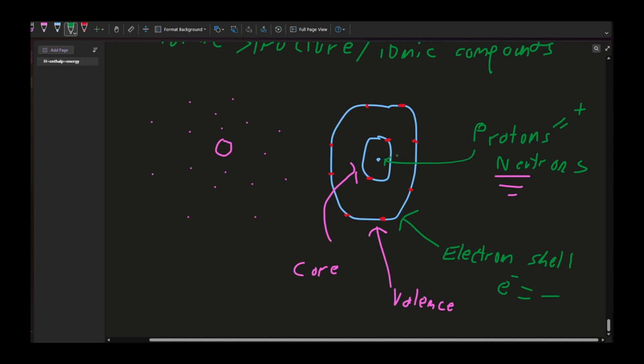So the protons have their positive charge streaming out from the nucleus, while the electrons have their negative charge pushing in against the positive charge, working against it.